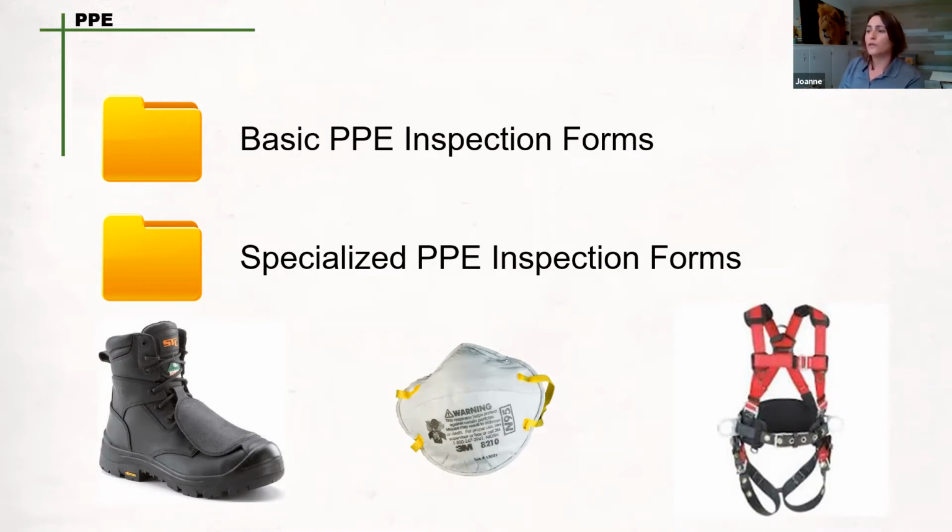And then I have another folder here for specialized PPE inspection forms if you use it. So your harnesses and lanyards, respiratory protection, anything specialized, you can put those inspection forms here. You can also add and upload manufacturer's specifications for your PPE. So if it's not part of your manual and you got a new piece of equipment, feel free to scan the manufacturer's recommendations that came with that piece of PPE, and you can add it to this folder and then use it to train your staff.